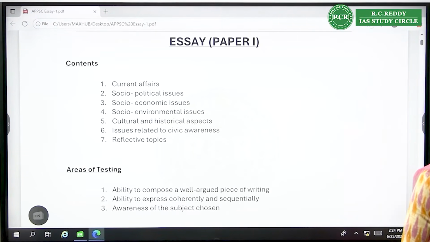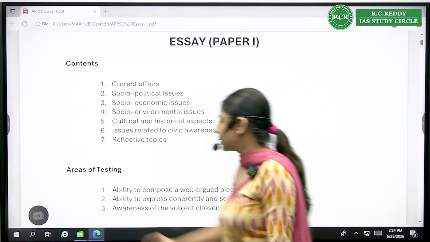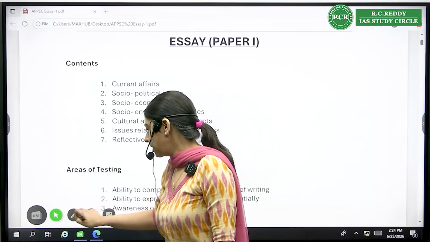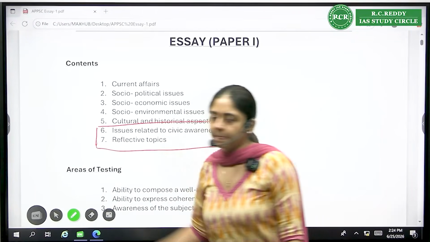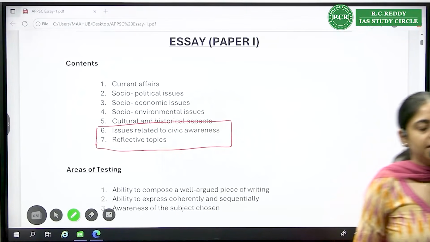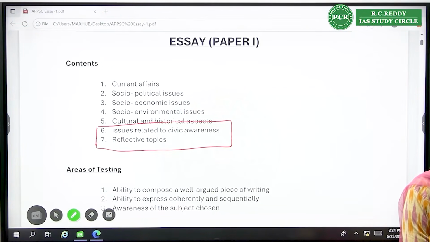Then issues related to civic awareness and reflective topics. Now these are the two topics because some of you might be preparing for TGPSC also. These two topics are mostly the topics which are being asked in APPSC. So about our civic awareness, about our duty, or reflective topics in the form of certain quotes, right, which require reflection, or they want you to reflect on your life-related event or something like that can be there.